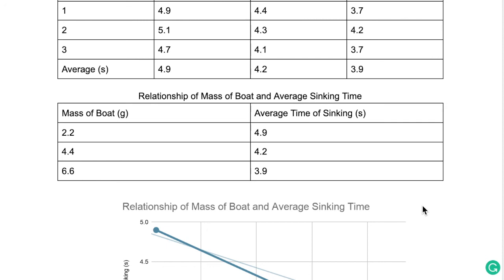So I hope you now understand what bar graphs and line graphs are used for and how to create data tables on a basic level.